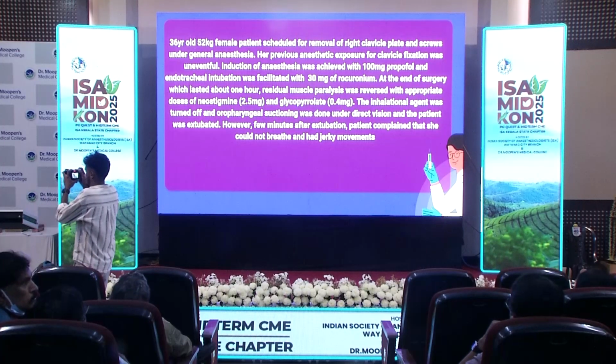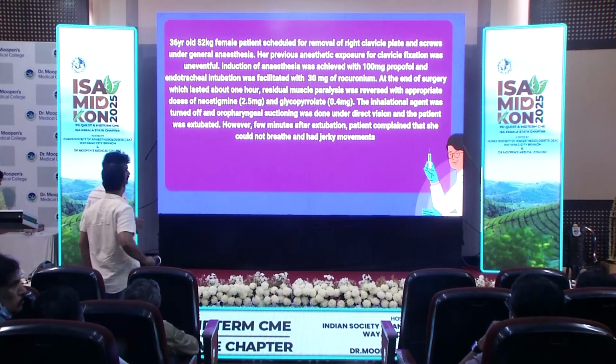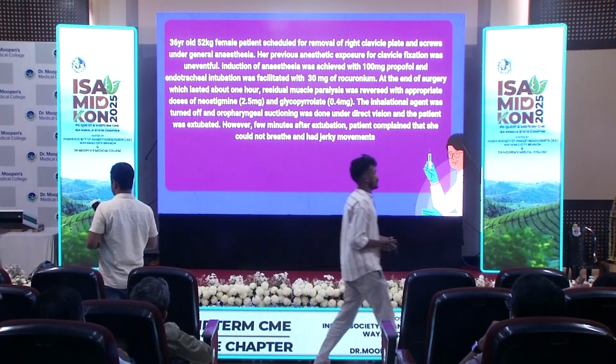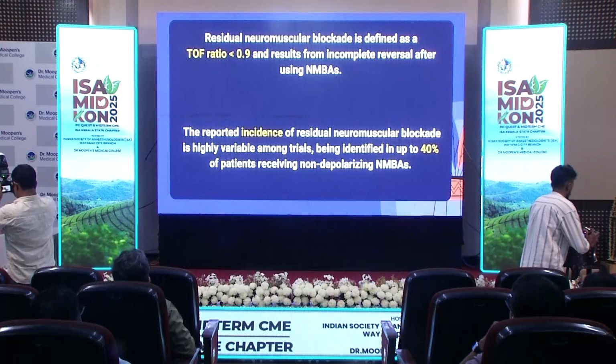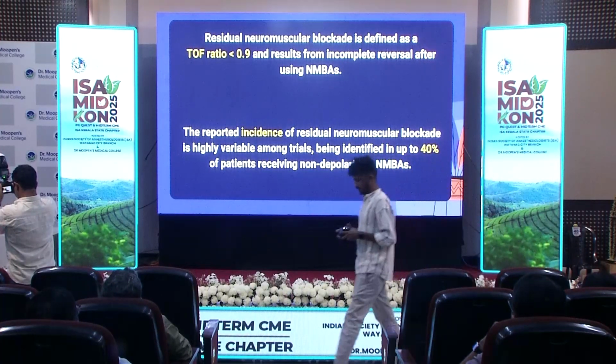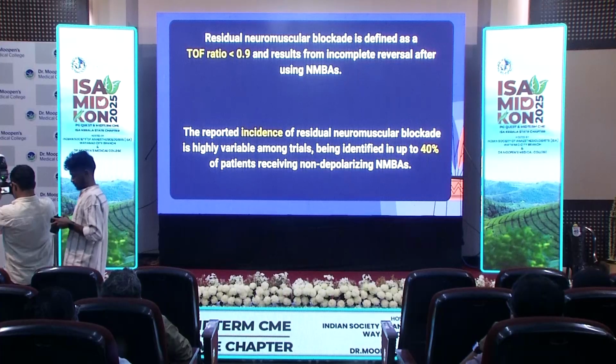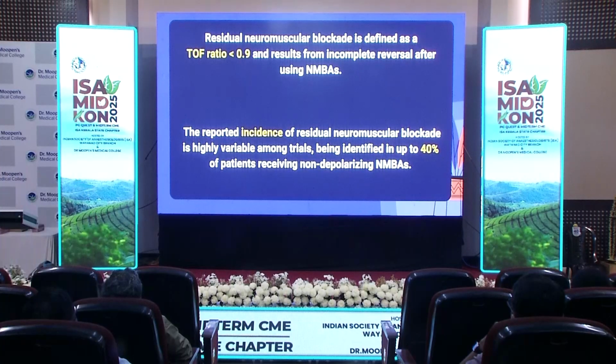Any postgraduates? I mean, more or less straightforward: restless, couldn't breathe, jerky movements. It's residual muscle paralysis. The most appropriate definition for the residual neuromuscular blockade is a train-of-four ratio less than 0.9 and results from incomplete reversal after the neuromuscular blockade administration. So, two things are very important: a train-of-four ratio less than 0.9 and incomplete reversal after a neuromuscular blockade.